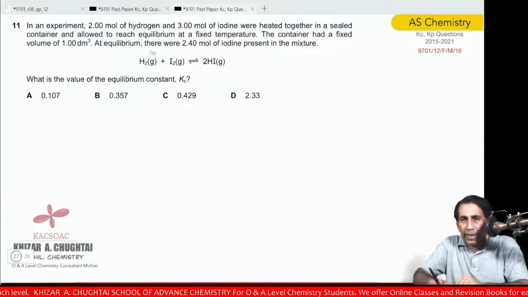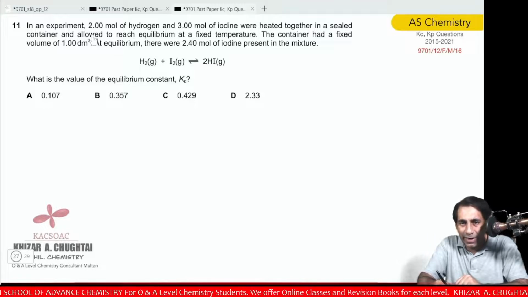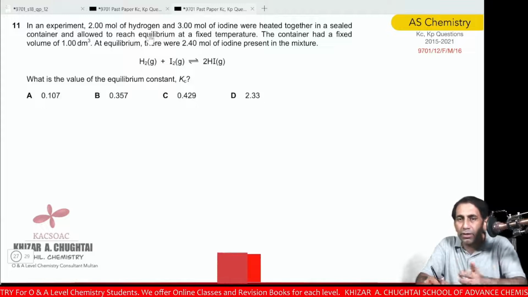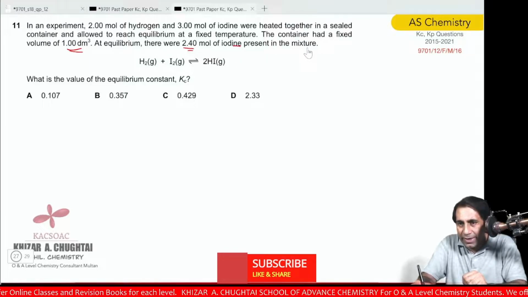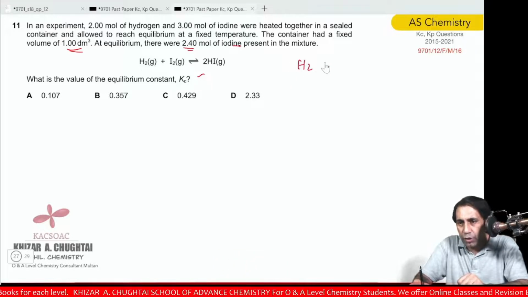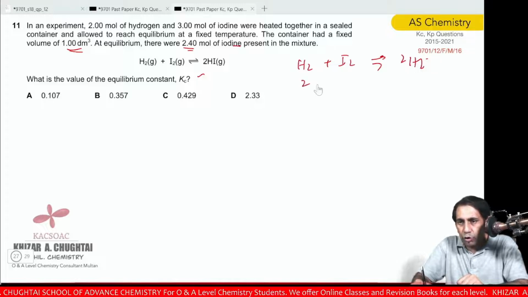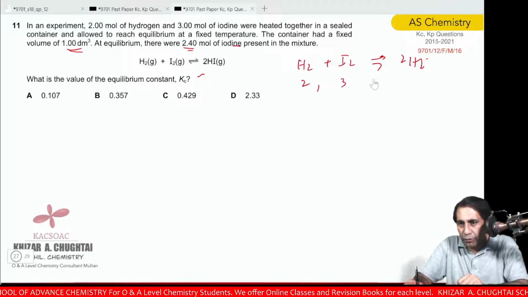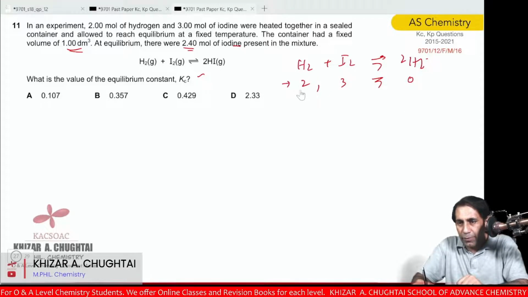The next question. In an experiment, 2 mole of hydrogen and 3 mole of iodine were heated together in a sealed container and allowed to reach equilibrium. In this question, once again, initial moles are given. The container had a fixed volume of 1 dm cube. At equilibrium, 2.4 mole of iodine is present in the reaction mixture. What is the answer of Kc? It's a simple question. Initially, we have H2 and I2 going to HI. Hydrogen is equal to 2 mole and iodine is equal to 3 mole and 0 mole of HI present initially. So step 1 is to write the moles.